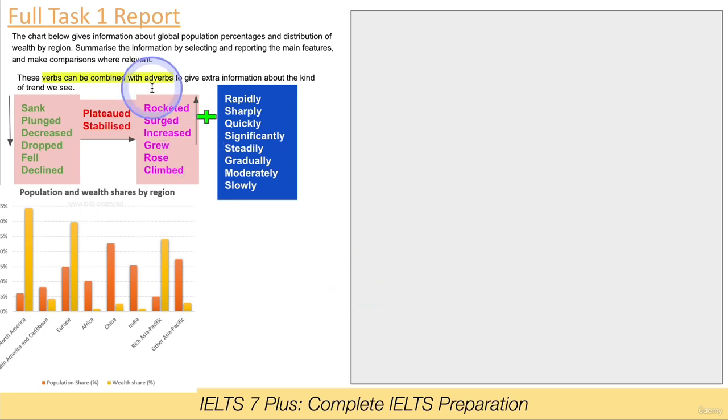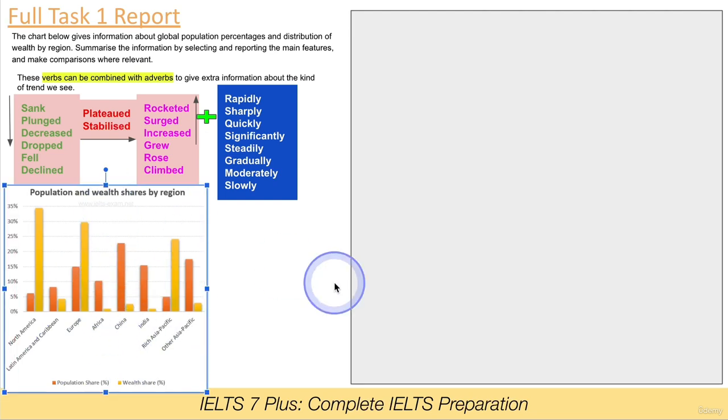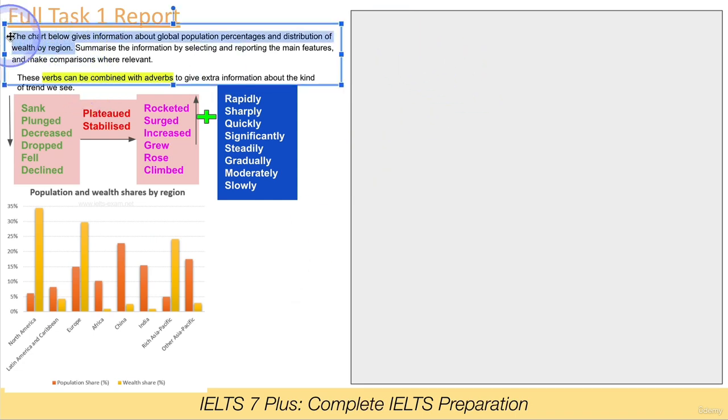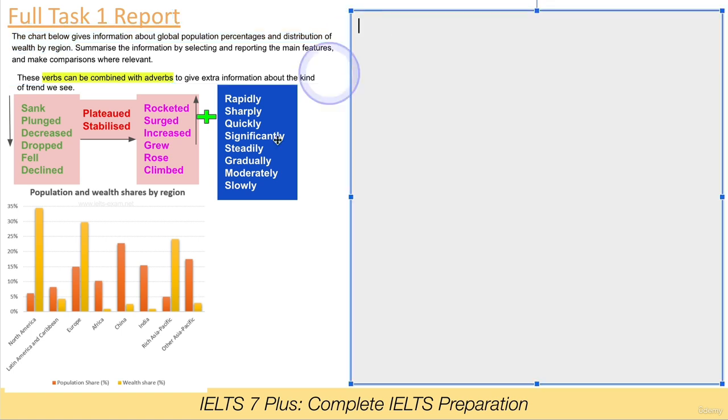Here we go. So just like last time, we've got our question, we've got some useful words, and we've got the bar chart here as well. Let's just move that there. There we go. Okay, so we're going to start, as always, by paraphrasing this sentence here. The chart below gives information about global population percentages and distribution of wealth by region. Okay. We can be more specific.